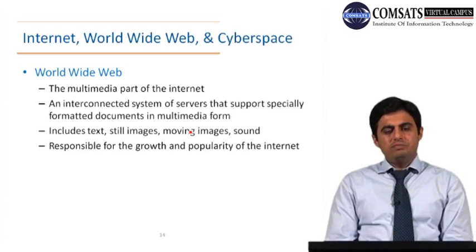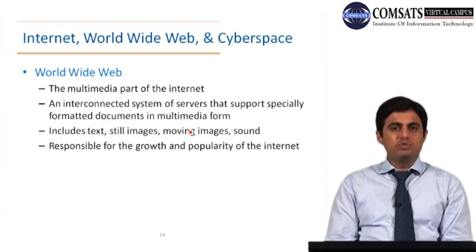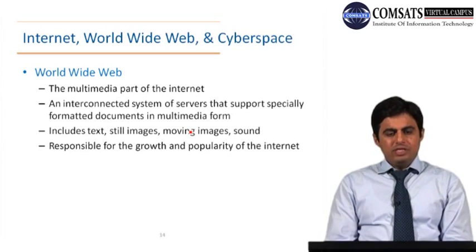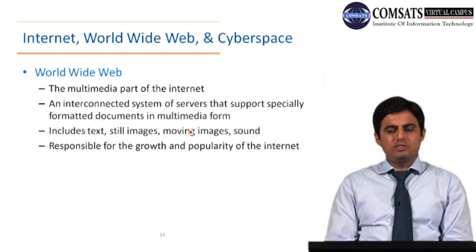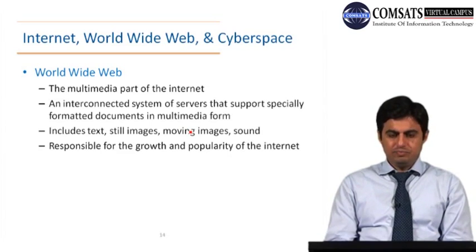Now, how did the internet become popular? The basic thing behind the popularity of the internet was the World Wide Web. Using the World Wide Web, you can easily send your information using the internet to any part of the world. So it is an interconnected system of servers that support specially formatted documents in multimedia form, which can include text, still images, moving images, and sound. And as I told you before, the World Wide Web is primarily responsible for the growth and popularity of the internet.